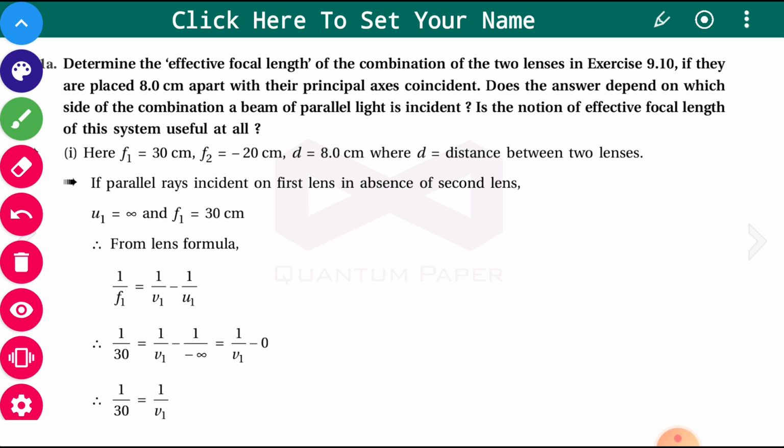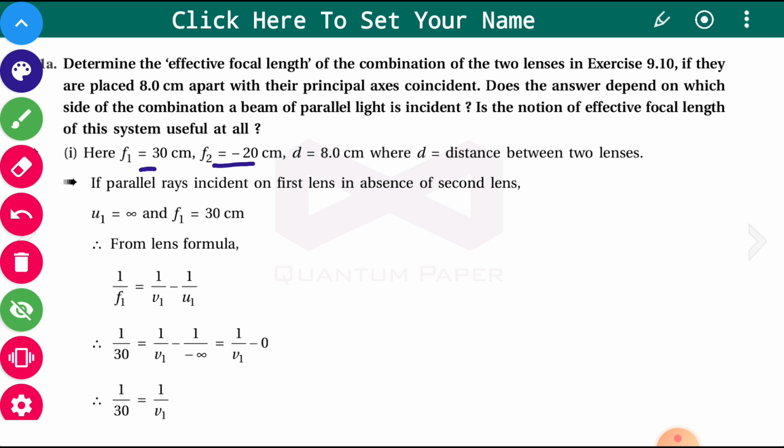If they are placed 8 cm apart with their principal axes coinciding, does the answer depend on which side the beam of parallel light is incident on the combination? Is the notion of effective focal length of the system useful at all? If you see the previous numerical, you will find that the focal lengths are given as 30 centimeter and 20 centimeter.